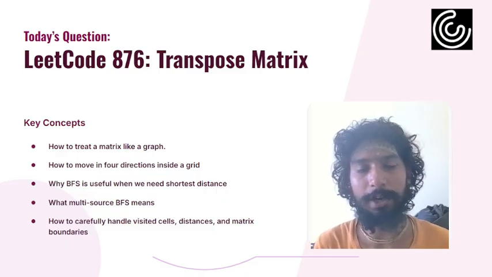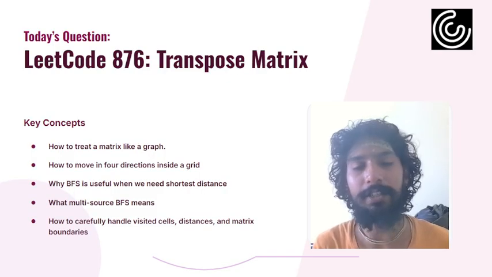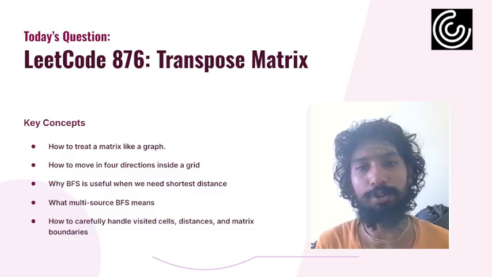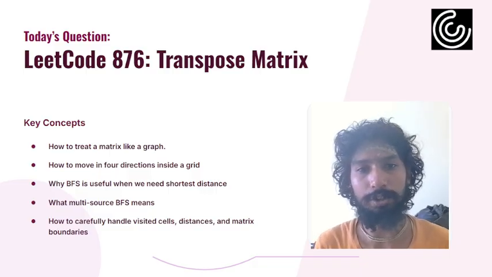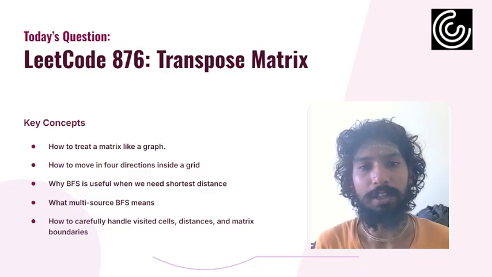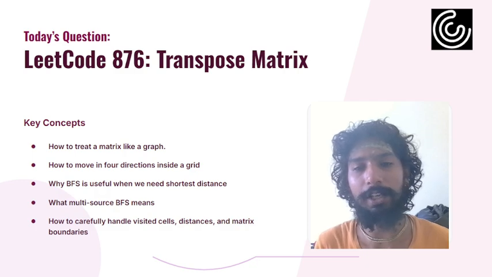First, how to treat a matrix like a graph. Second, how to move in 4 directions inside a grid. Third, why BFS is useful when we need shortest distance. Fourth, what multi-source BFS means. And fifth, how to carefully handle visited cells, distances, and matrix boundaries.